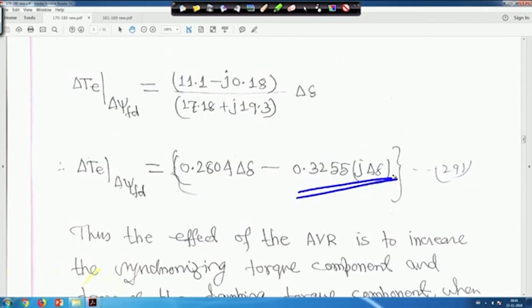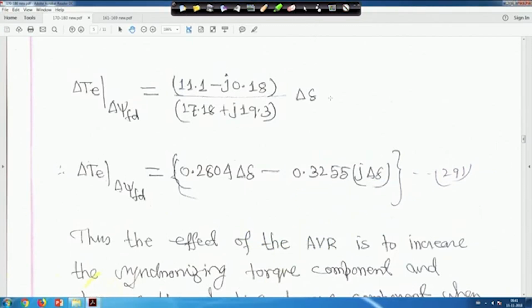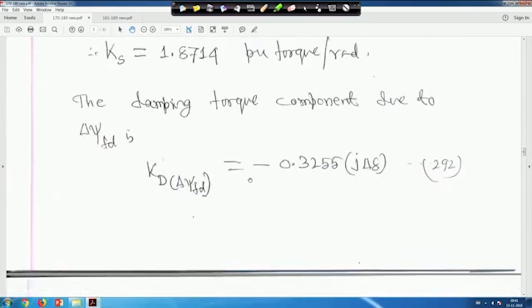Look here, only understanding is required, nothing else. So if we make K D due to delta psi f d equal to minus 0.3255 j delta delta, actually this is negative. That is what we are writing here: K D delta psi f d is equal to minus 0.3255 j delta delta. This is equation 292.